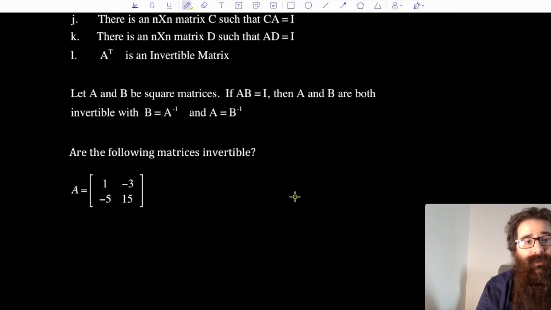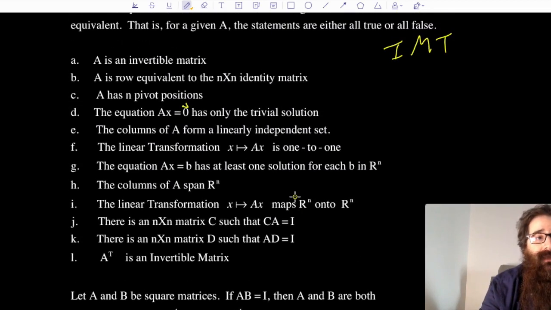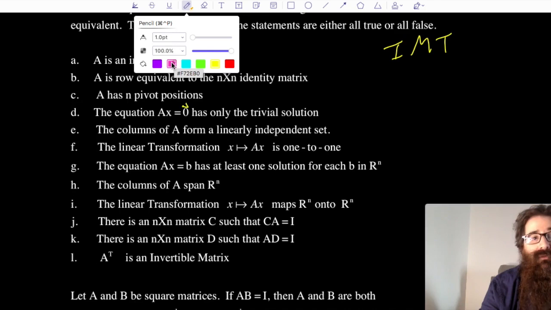And we would say the following: let A and B be square matrices. If A times B is the identity, then A and B are both invertible, with B equals A inverse and A equals B's inverse. So sort of an interesting idea to keep in mind there. Now what we're going to do is take a look at some examples. We're going to try to determine if the matrices that we have are in fact invertible. And we want to keep in mind that to answer that question, we would just want to show that one of the things on this list is true, because if one of them is true, then all of them are true.